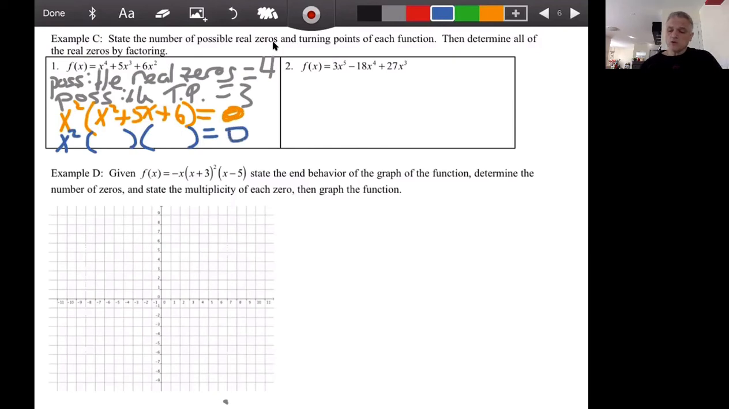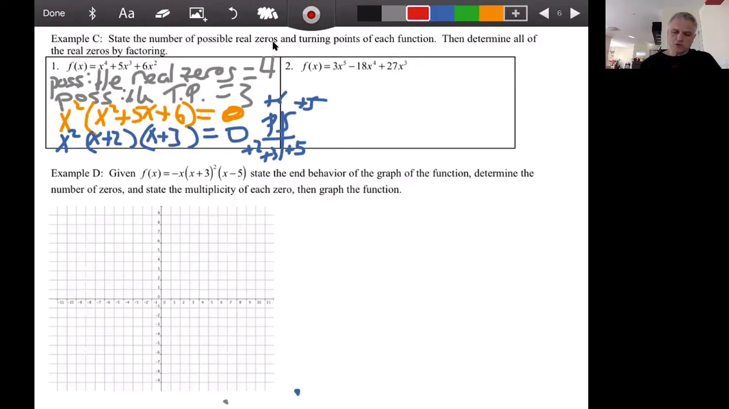Okay, so product sum. Product is positive 6. Sum is positive 5. Just remember, 1 and 6 do not add up to 5. So don't say this is 1 and 6. This is going to have to be positive 2 and positive 3. 2 times 3 is 6. Positive 2 plus positive 3 gives you positive 5. Okay, so we're going to have x plus 2, and then x plus 3.